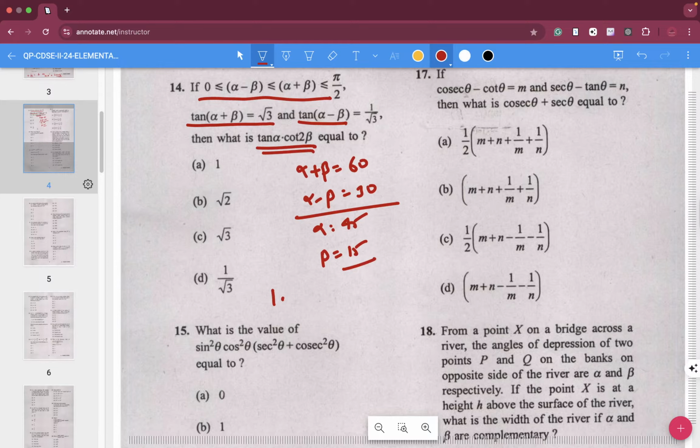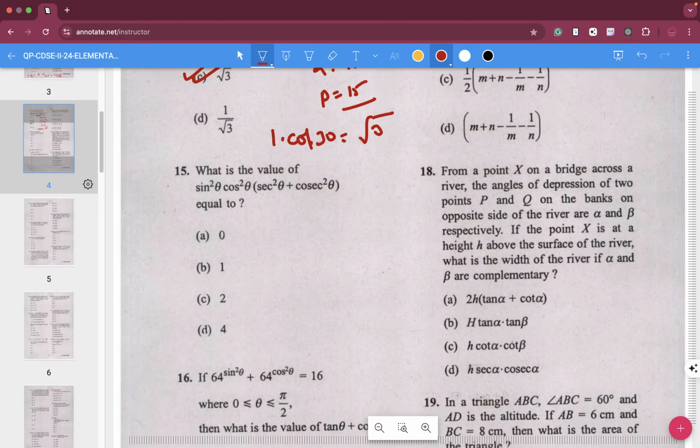Tan alpha will be 1. Cot 2 beta means cot 30. Cot 2 beta is cot 30. Cot 30 value is root 3 over here, folks. Cot 30 value is how much? Root 3. So C is the correct answer to this particular question over here, folks.